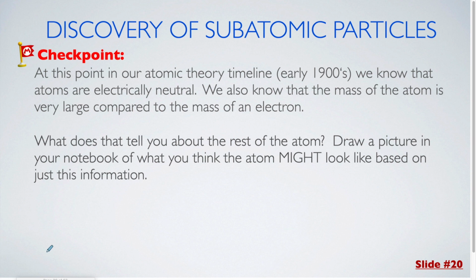At this point in our atomic theory timeline, which is early 1900s, we know that atoms are electrically neutral. We also know that the mass of the atom is very large compared to the mass of the electron. What does that tell you about the rest of the atom? Draw a picture in your notebook of what you think the atom might look like based on this information. So at this point, you should pause your video, fill in your picture within your notebook, and then you can continue.